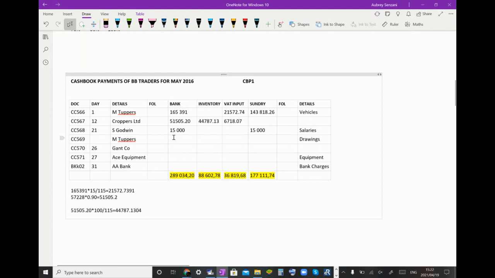Then we go to the next transaction, which happened on the 26th, total inventory purchase, and that is for 50,388. Here we know that we can calculate, we know that inventory is standard rated, so we say 50,000, 3888.